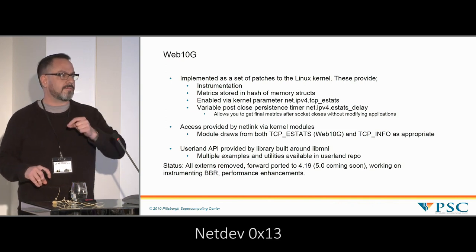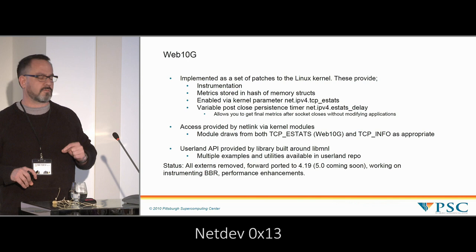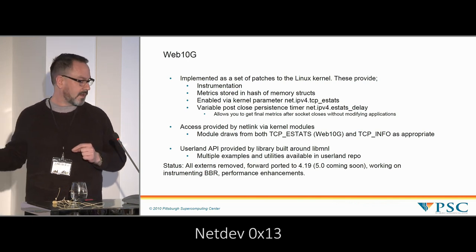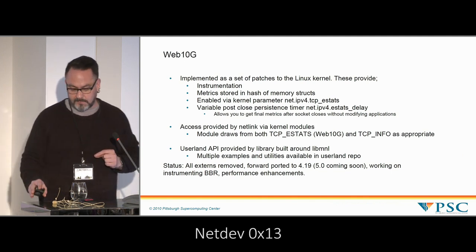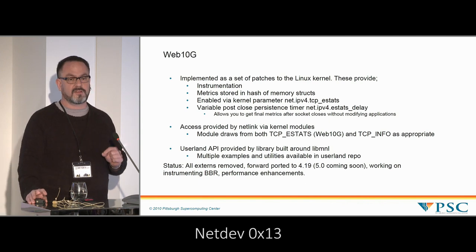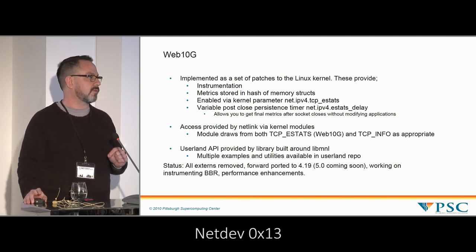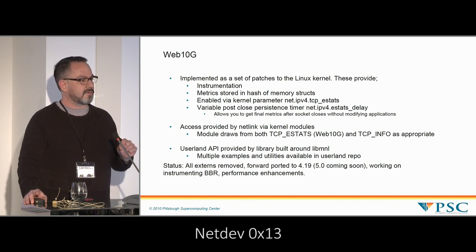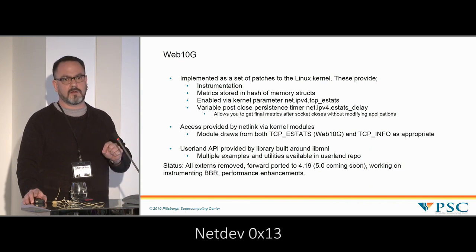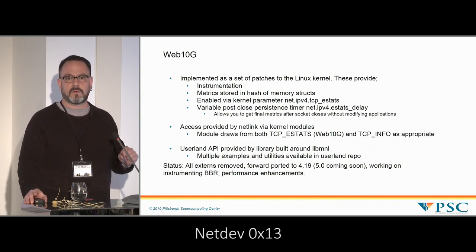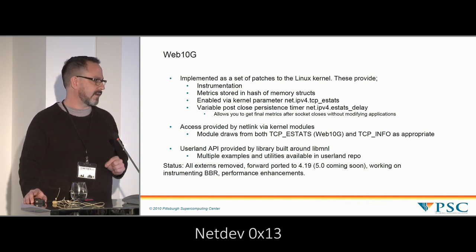We have a way of enabling that through a kernel parameter. We enable it through the TCP estats parameter. One of the things that we also have in this is a persistence timer. Now, the persistence timer is actually important for what we do on the research side. The persistence timer allows this memory struct that we created in the hash to exist beyond the close of the socket, so that after the close of the socket, we can actually get final data out of the socket.